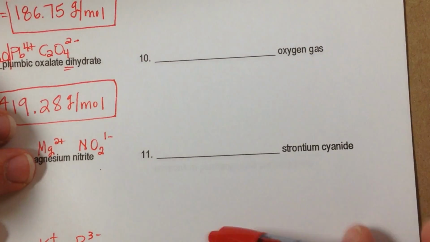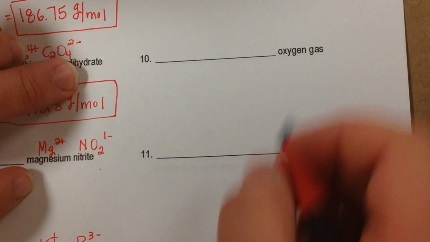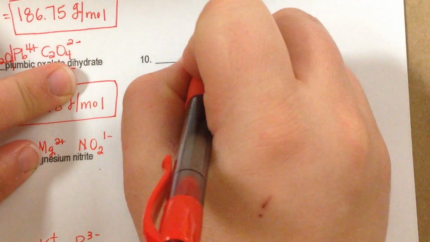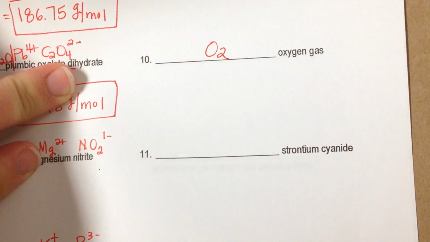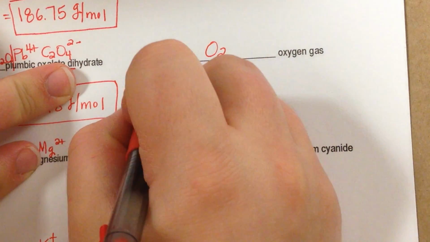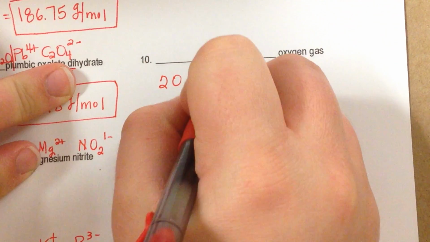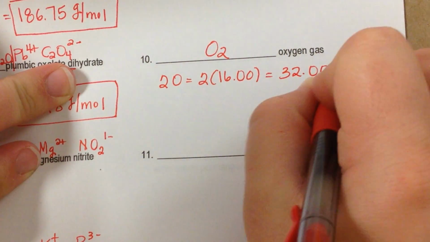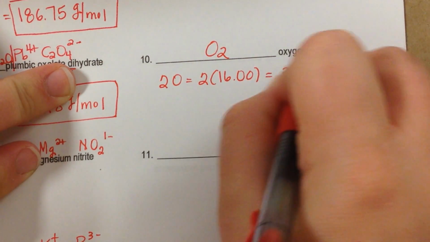Oxygen gas. Okay, so you've got to think about your diatomic elements. Oxygen is one of those from the Brinkelhoff group, where oxygen gas is O2. And I'll do this example right here. 2 times 16 is 32 grams per mole.